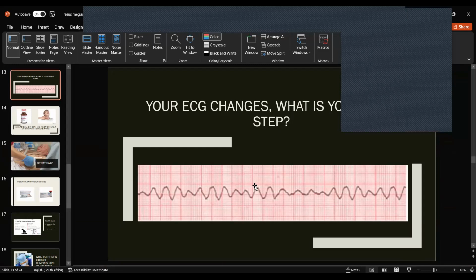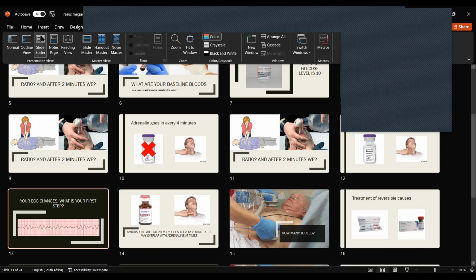This is not your heart rate, by the way. Yeah, it's VFib. Very good. Okay, so that's VFib. So is that shockable or non-shockable? Very good, it's shockable. So what's the first thing that you're going to do?